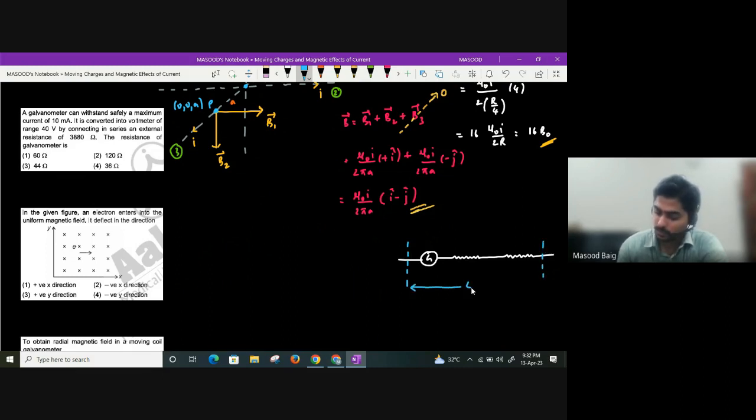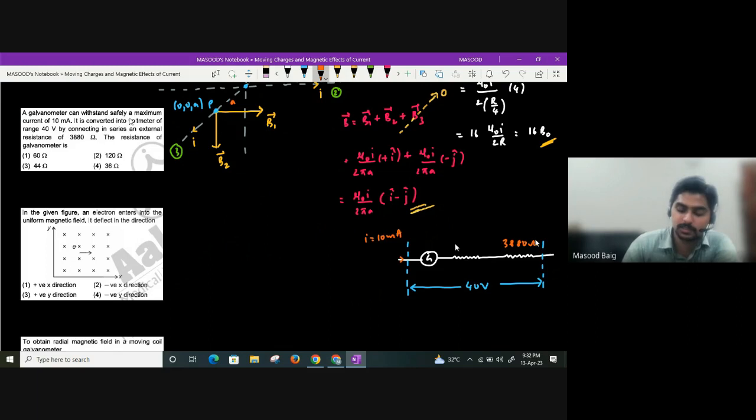Now this particular reading of the voltmeter is given as how much, beta? 40 volts. And how much current can the galvanometer withstand? It will be able to withstand a current of 10 milliampere. How much is the external resistance connecting in series, beta? It is given as 3880 ohm. So let us imagine the resistance is this. How much current is flowing? Current I is flowing through two resistors. Are they in series or not? Yes.